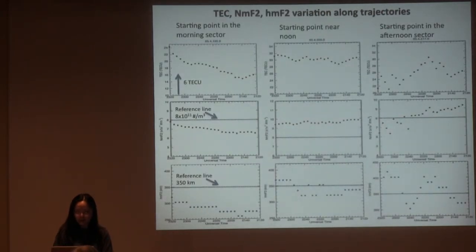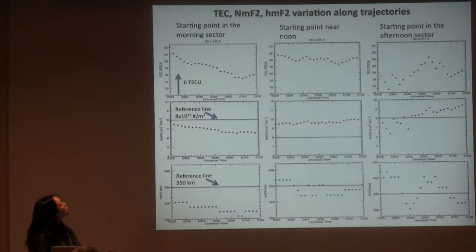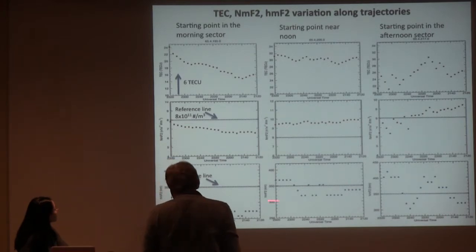Before we look at that, we can also look at the NMF2 and the HMF2 variations along those three trajectories. Again, this left column is the morning sector. This is the starting point near noon. And the right hand side is the starting point in the afternoon sector. The top panel is the TEC variation, which we have seen before. The middle panel is the NMF2. The bottom one is the HMF2.